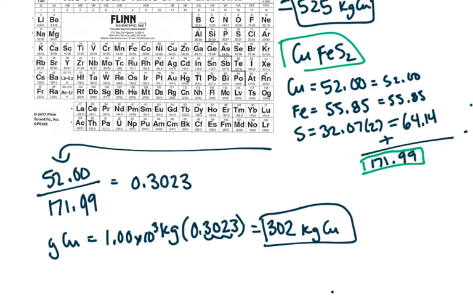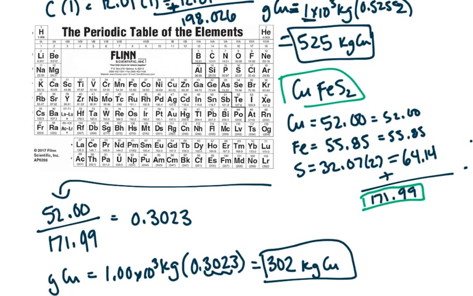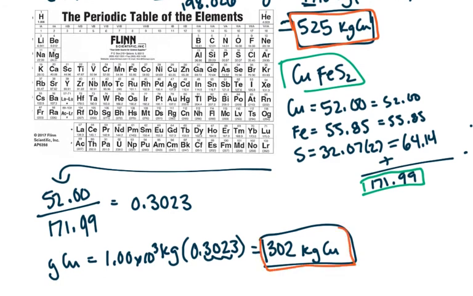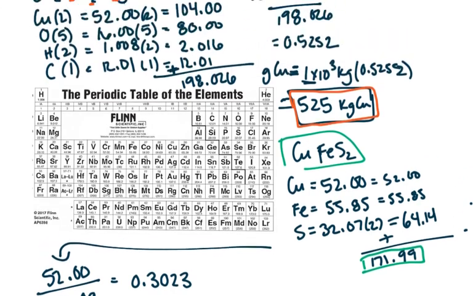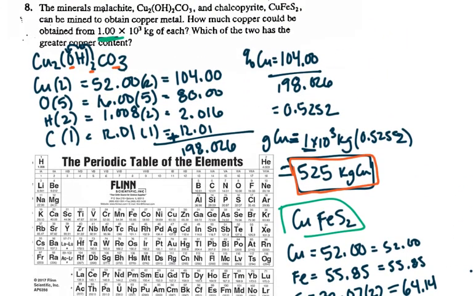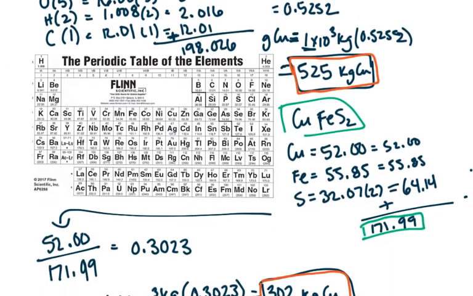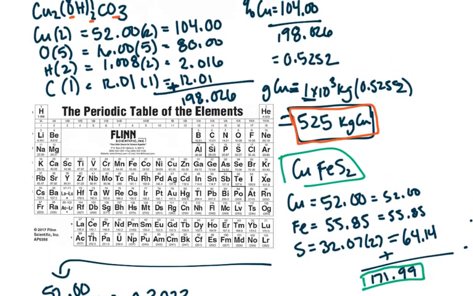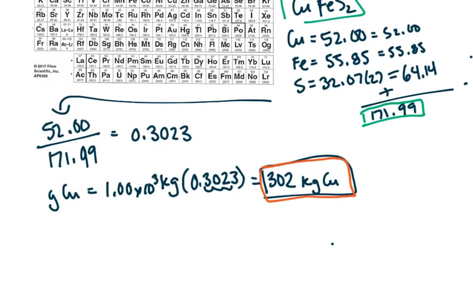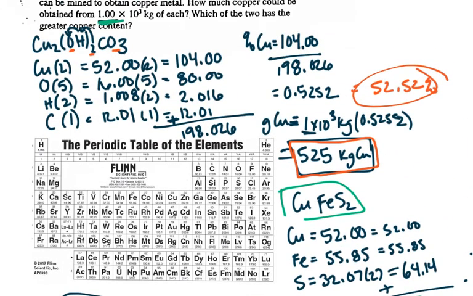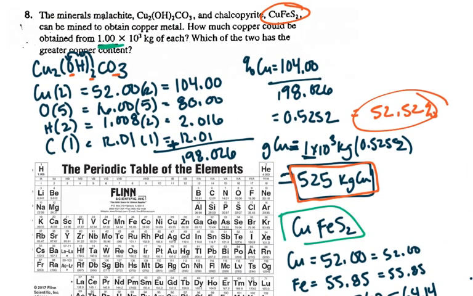So I have my 2 masses, right? This was the mass from the first copper sample, and this was the mass from the second copper sample. And the question asked us how much copper could be obtained from each, so we just did that. And then it says, which of the 2 has the greater copper content? Well, this one here had 52.52%, and this one here had 30.23%. So which one has more copper? This one does. I hope that helps.